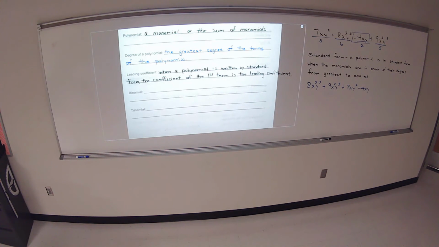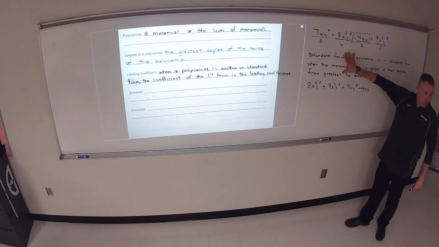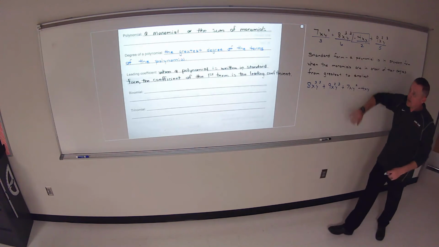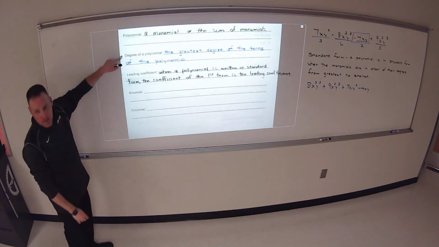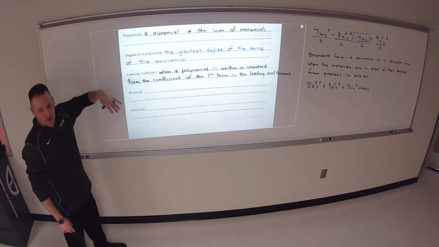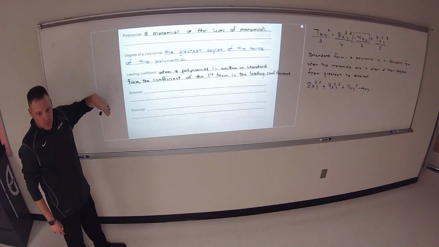There can never be two coefficients, because remember, a coefficient is the number that's in front of the term. There's only ever going to be one number in front of that term. Now, here's the nice thing. If your answer is written in standard form, then to find your leading coefficient and your degree, you don't have to go any farther than the very first term.